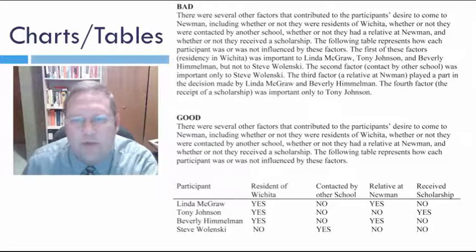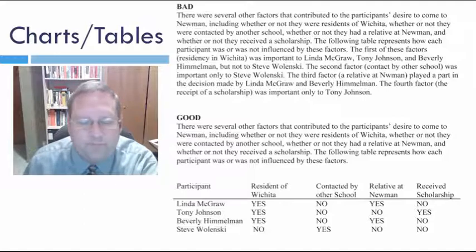The first of these factors, residency in Wichita, was important to Linda McGraw, Tony Johnson, and Beverly Himmelman, but not to Steve Walensky. The second factor, contact by another school, was important only to Steve Walensky. The third factor, a relative at Newman, played a part in the decision made by Linda McGraw and Beverly Himmelman. The fourth factor, the receipt of a scholarship, was important only to Tony Johnson.